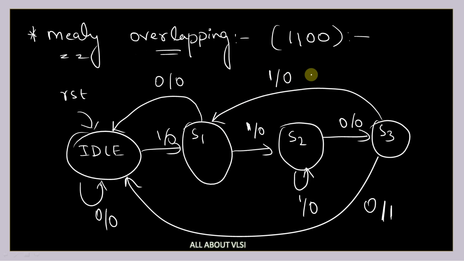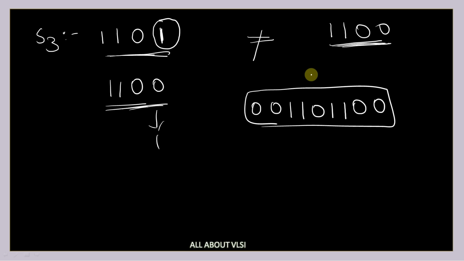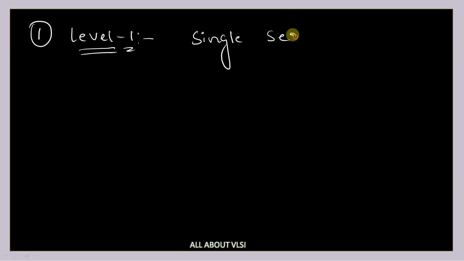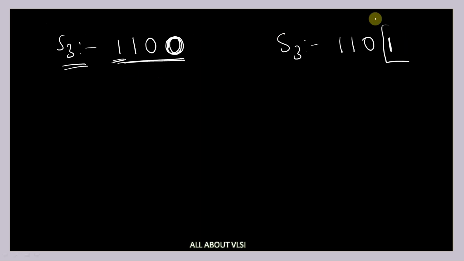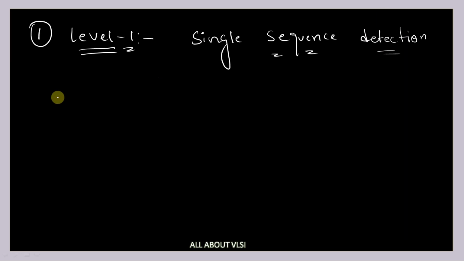Is it clear? Any doubts or any queries in this Mealy non-overlapping and Mealy overlapping? Please let me know. My approach in these questions is, first I am trying to discuss all the level 1 questions. I have divided these questions into three levels. Level 1 questions are single sequence detection. Like 101, 1100, 1010. These are all single sequence detections.